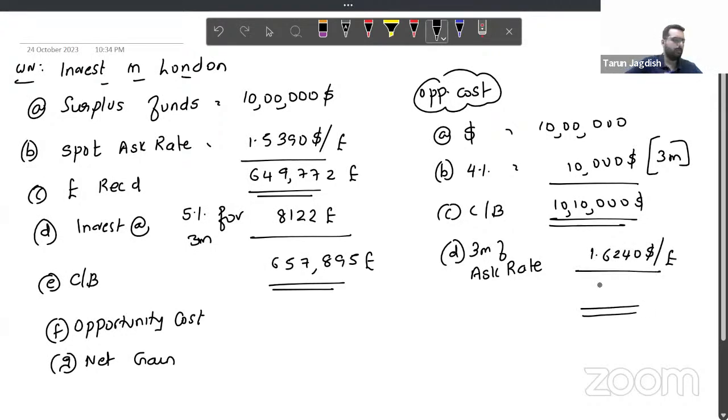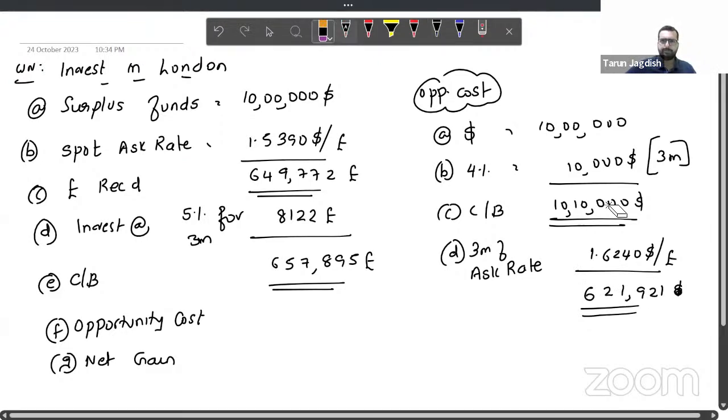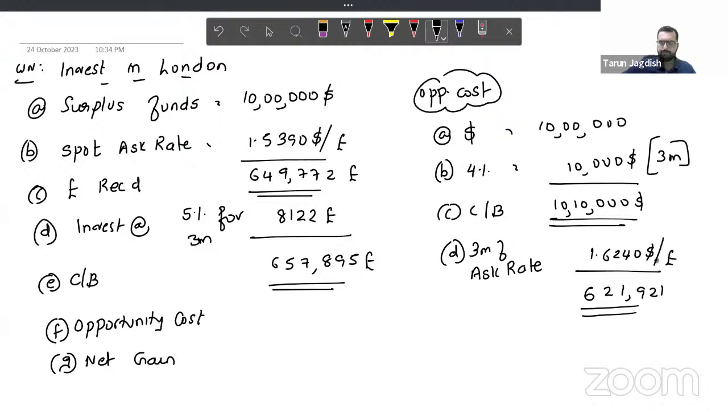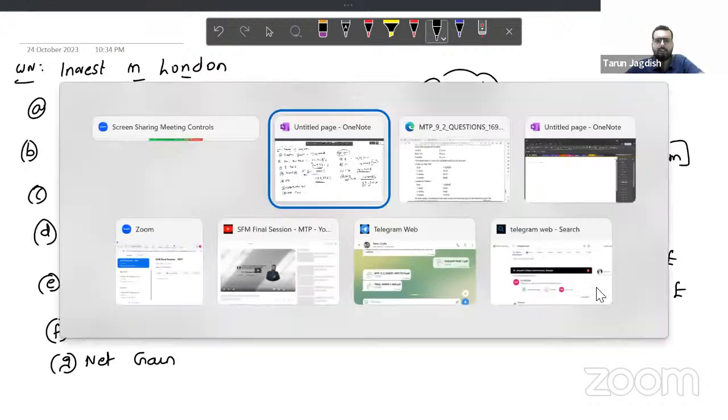dollar per pound. So what is 10 lakh 10,000 divided by 1.6240? Do I get the answer as 6,21,921 pound? Yes, George, that is a 3 months forward ask rate. See how I have taken that, I'll explain to you.